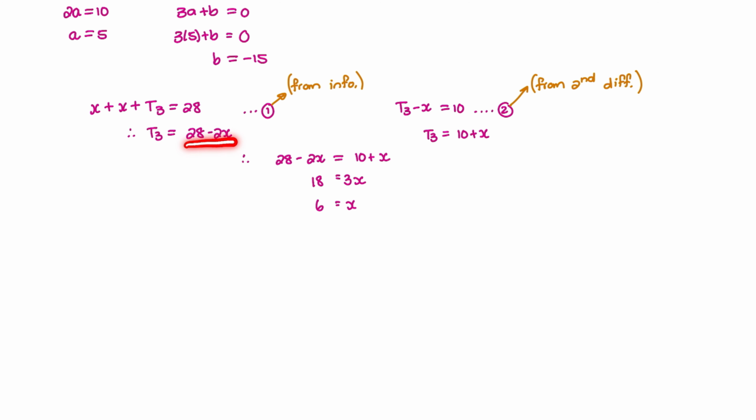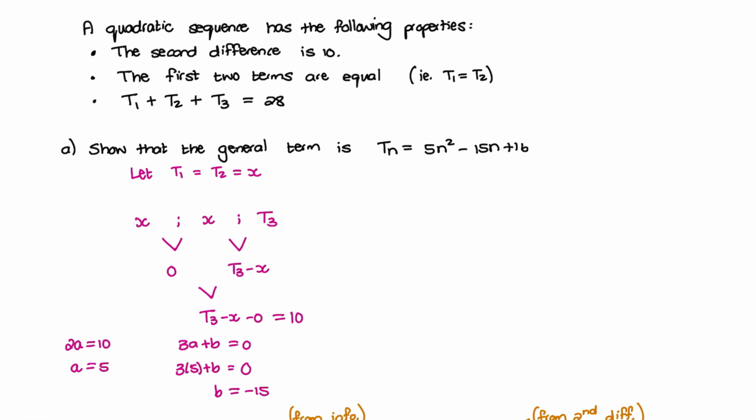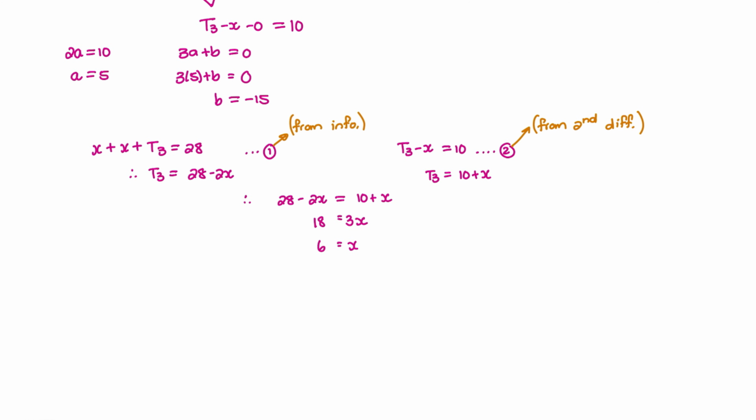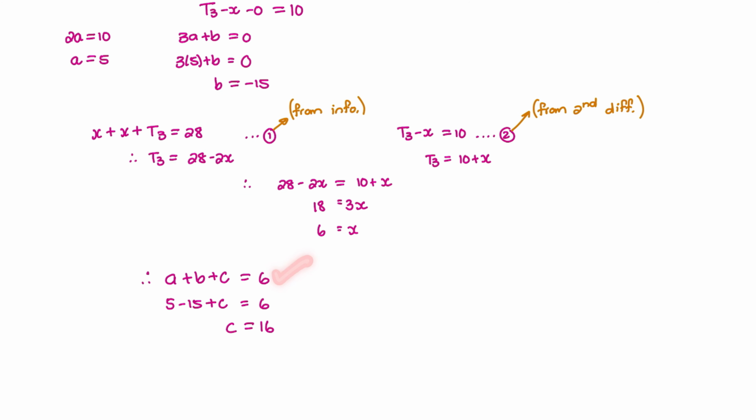So that means that 28 minus 2x would be equal to 10 plus x. If I put all the x's on the right-hand side and all the numbers on the left-hand side, I have 18 is equal to 3x. When I divide by 3 on both sides, I have x is equal to 6. So that means in our number pattern, we have 6 and then term 3. And what we know is that 6 is equal to a plus b plus c. We have the a value and we have the b value. So a plus b plus c would be equal to 6.